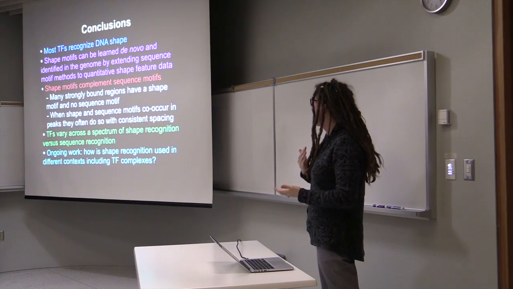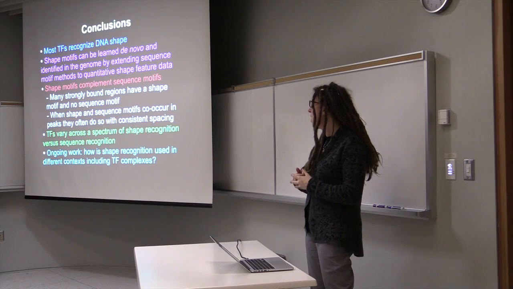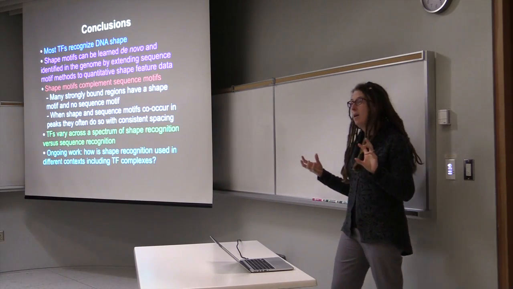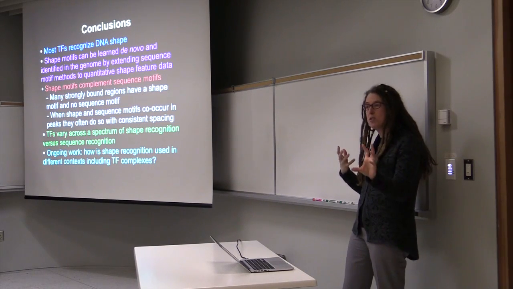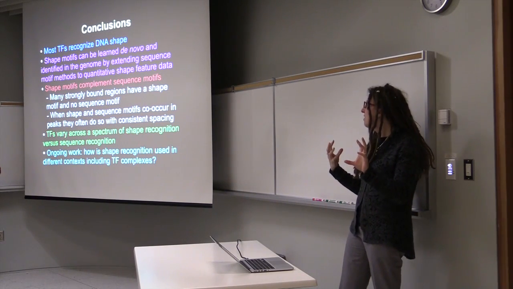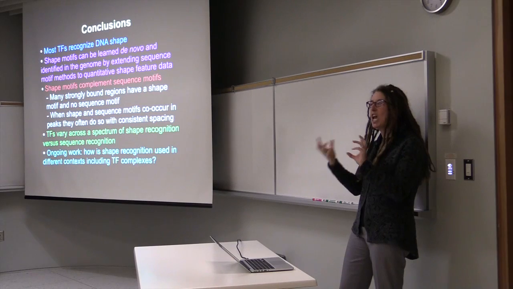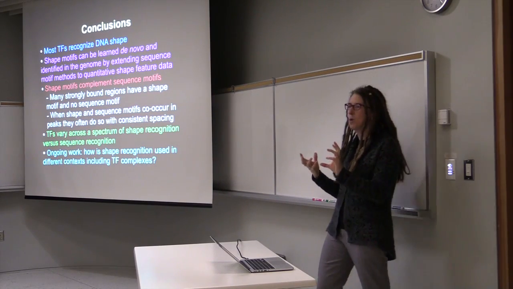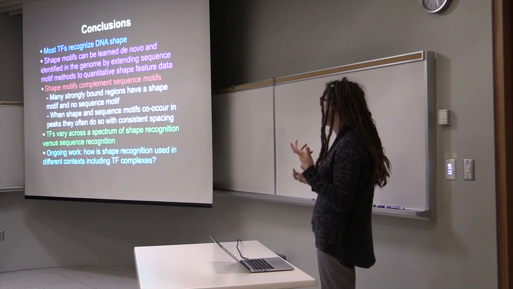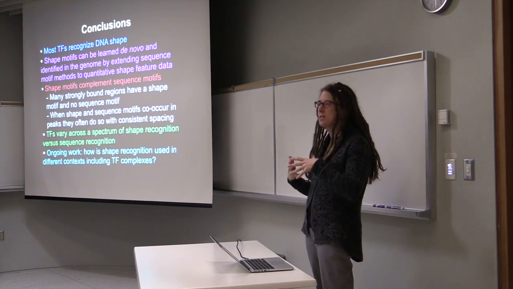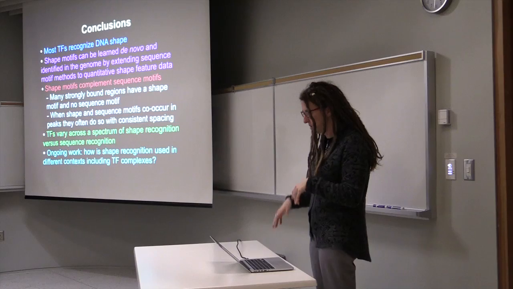We'd like to think more, as I mentioned, about the context and the factors that are driving transcription factors to do shape versus sequence recognition, and are very interested in cases where those change in different cell types or in the presence or absence of cofactors. I think we will learn a lot about the mechanisms through which proteins are recognizing DNA with these additional tools.